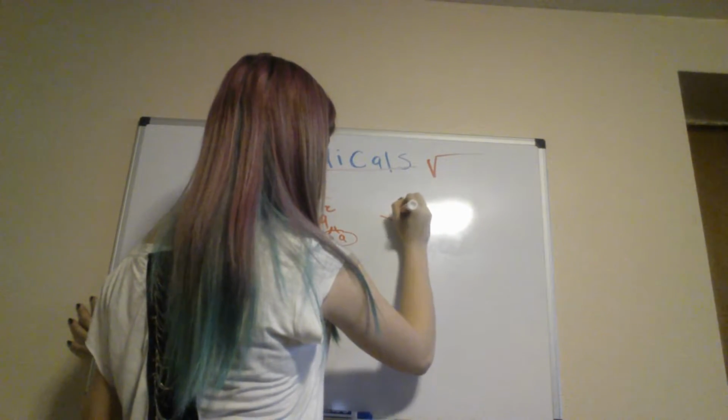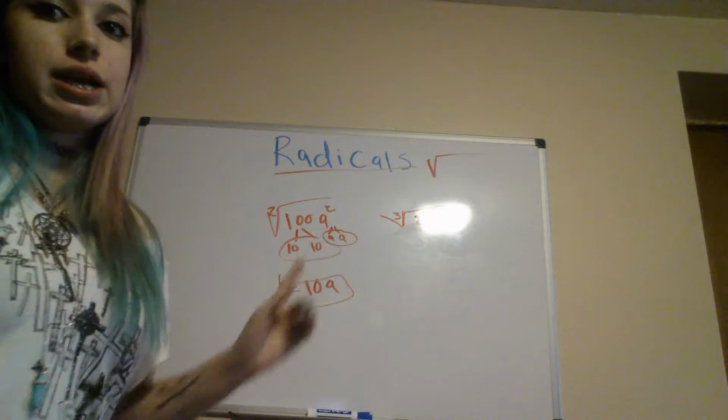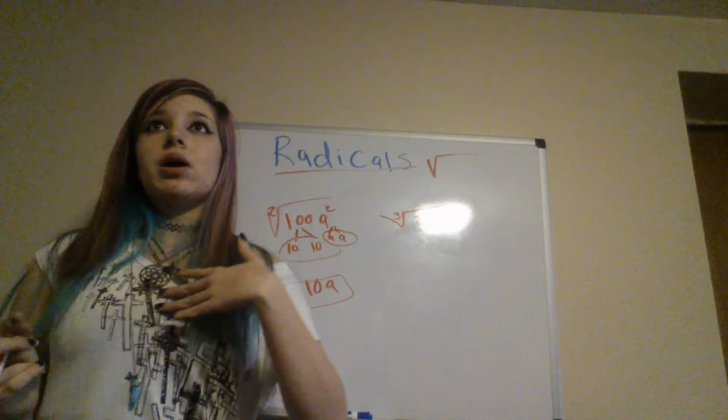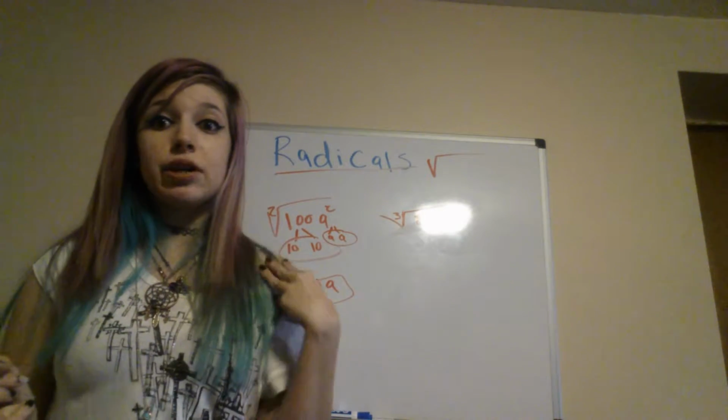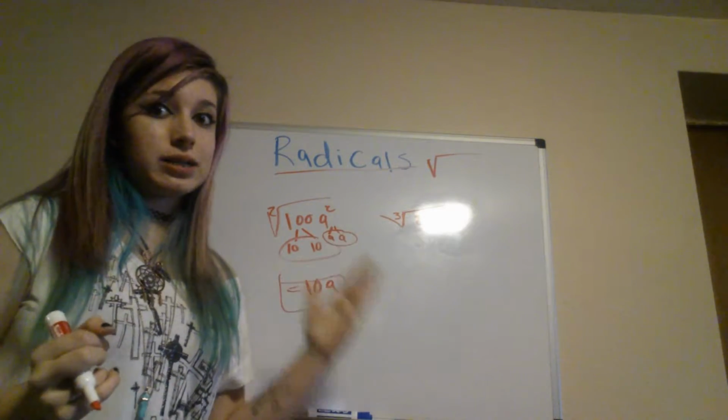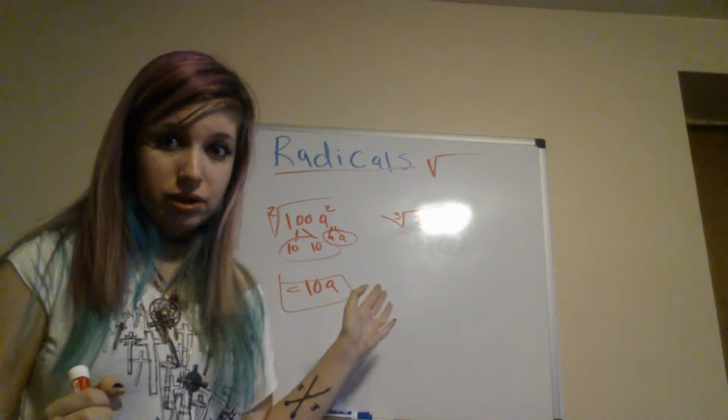So we have this cubed root of 20. Now the cubed root means that we are going to be looking for groups of 3. That means we are going to have 3 of the same number. And hopefully this works out as nicely as I'm hoping it is going to work out.